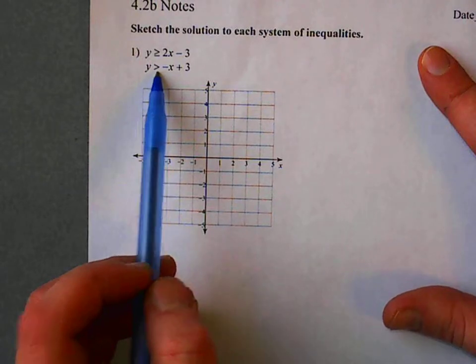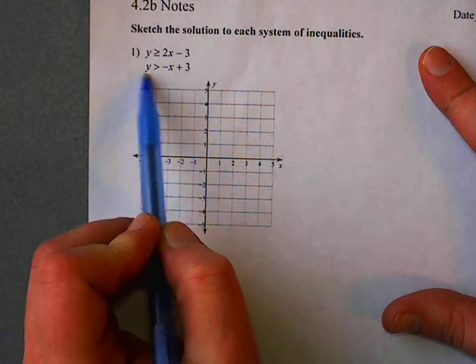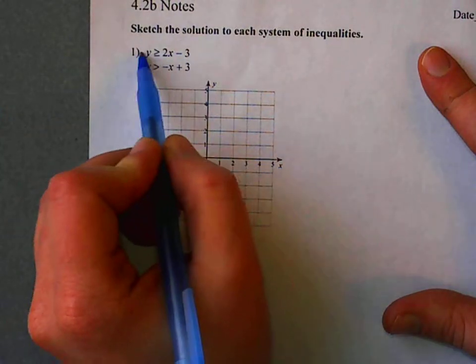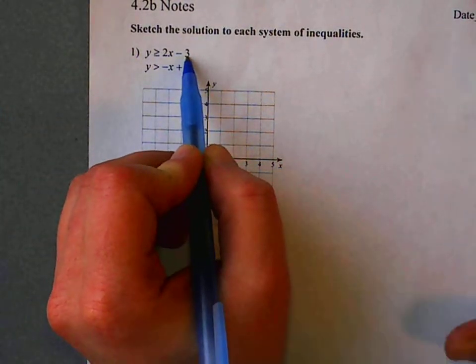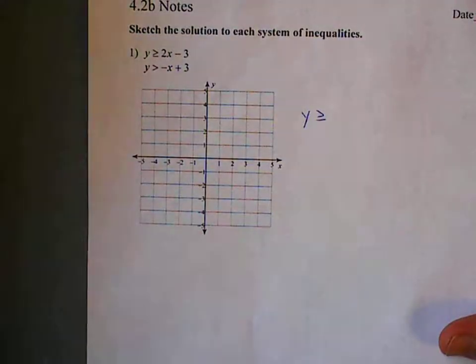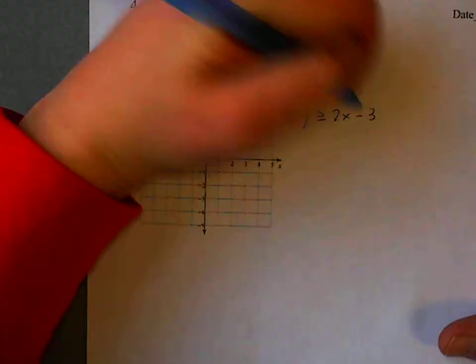So what we're going to do is one at a time and then see what works for both. We're going to start with this one. We're going to find all the solutions to that first one. So I'm actually going to write it over here real quick. y is greater than or equal to 2x minus 3.